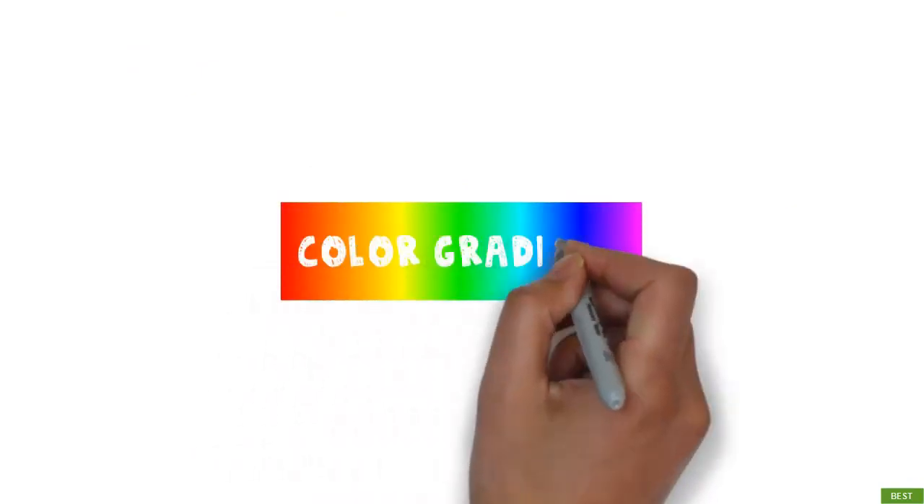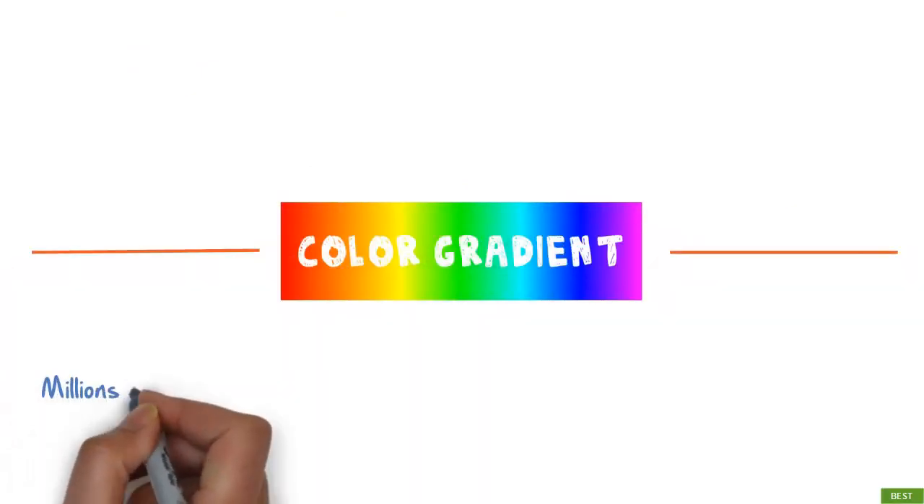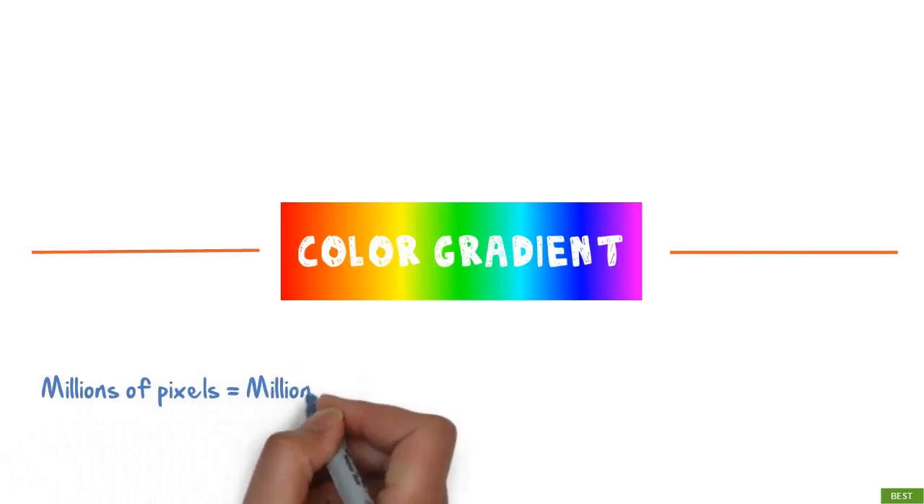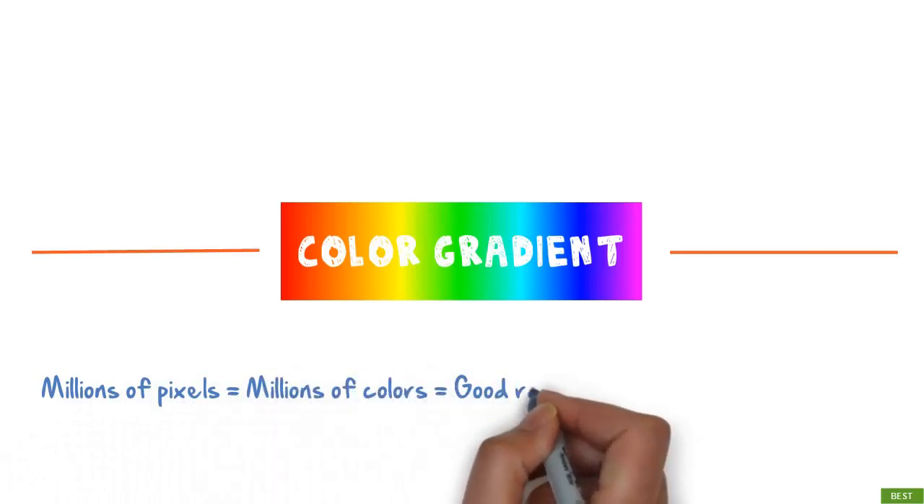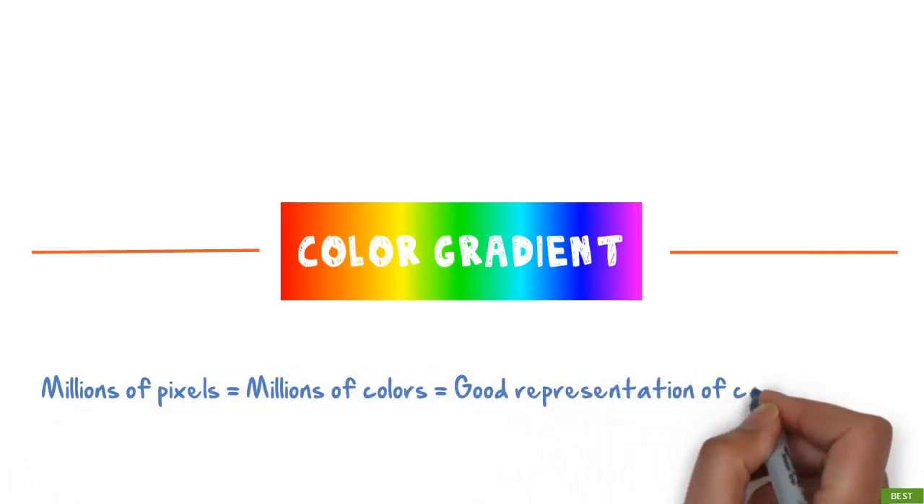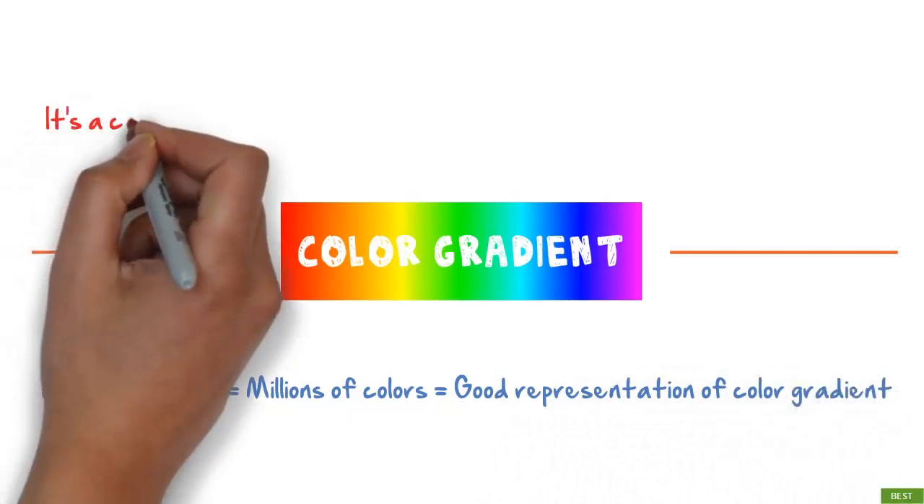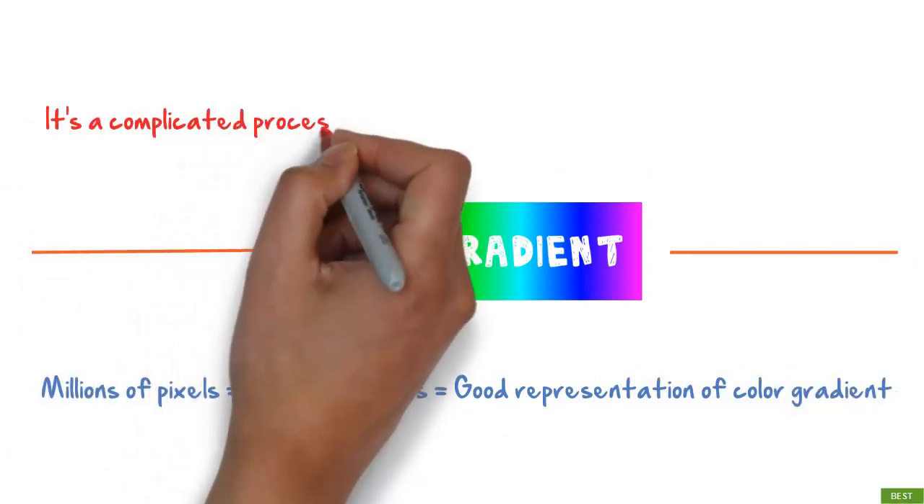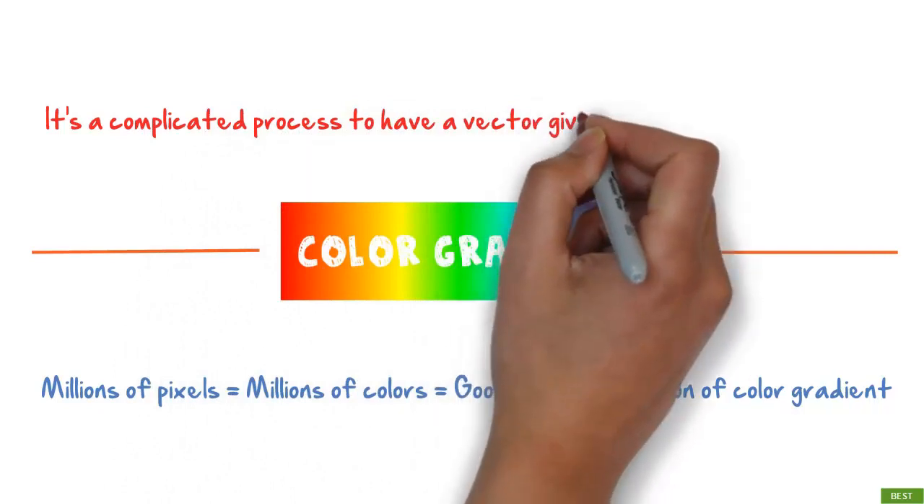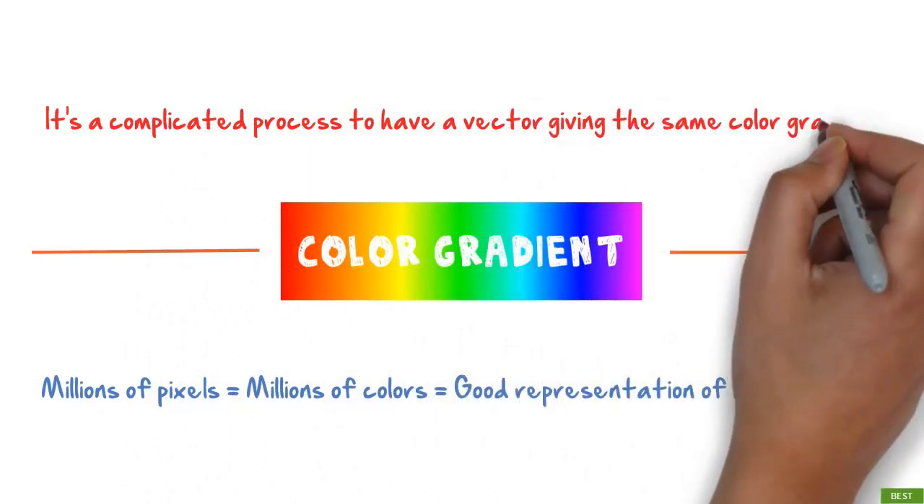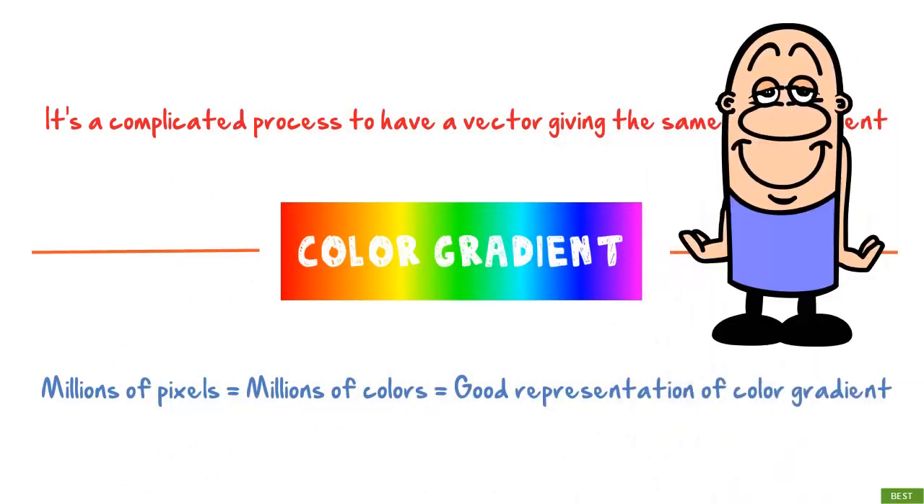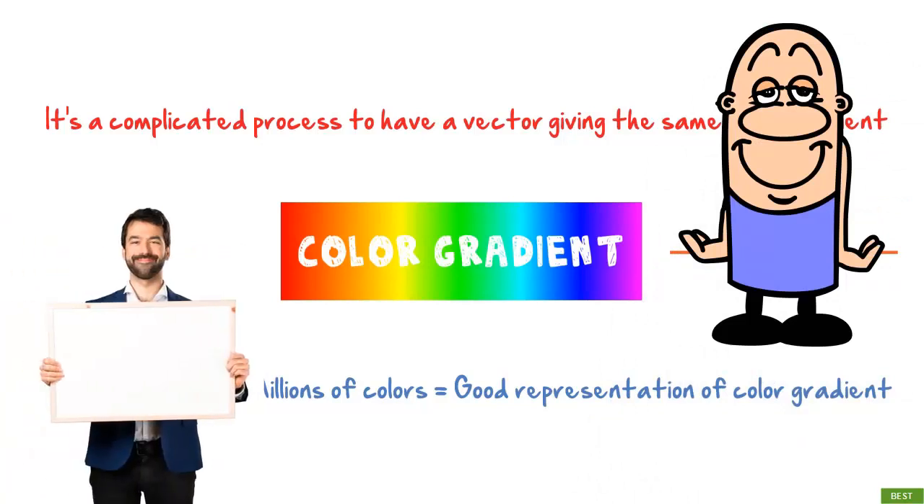Then Tuna moved to the second check, which was the color gradient. For bitmaps, the image consists of millions of pixels. Each one stores a color, so they form a good representation for color gradients. For vectors, it's a complicated process to have a vector representing the same color gradient as a bitmap. Tuna found that Tony has few color gradients. He consists of only 5 colors, while Edward consists of a variety of color gradients.